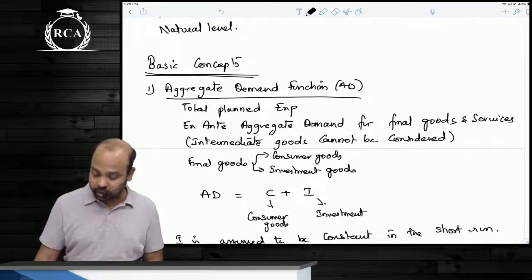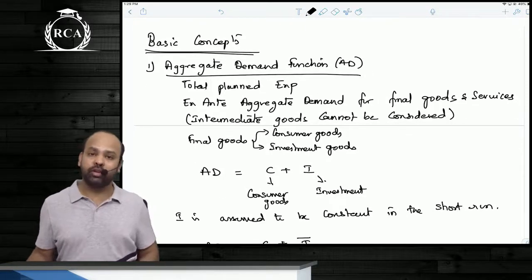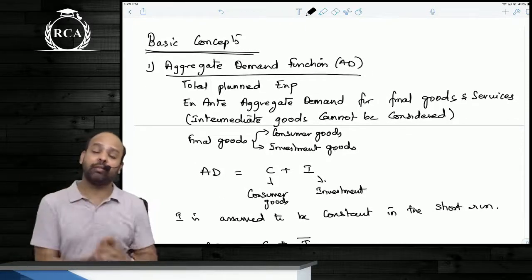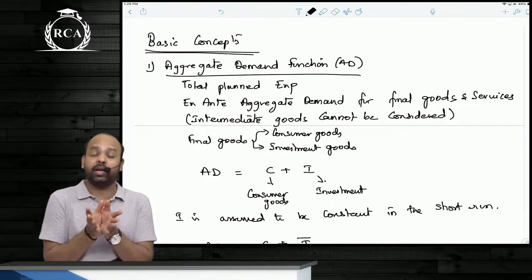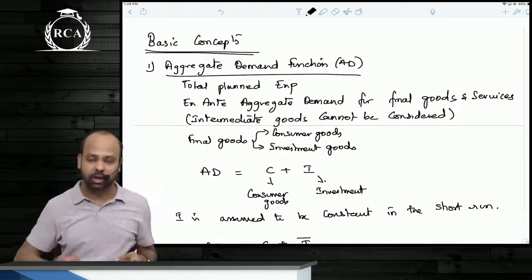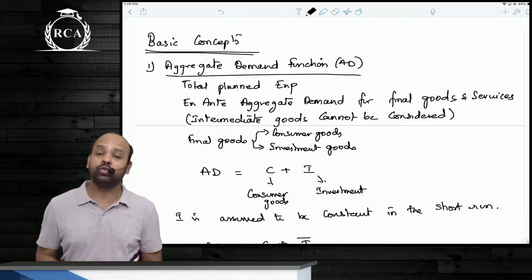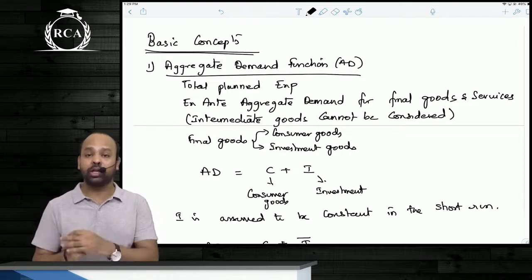Understood? Yes, sir. After that, we moved on to the basic concepts. I told you what the aggregate demand function is. This aggregate demand function has evolved during the entire chapter, guys. Initially, in a two sector model, aggregate demand is the total planned expenditure.